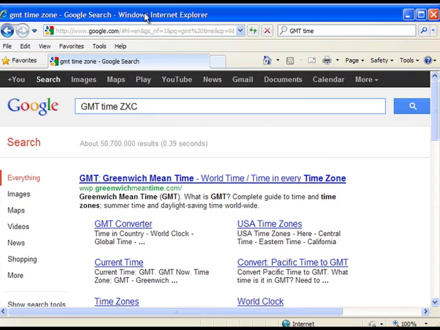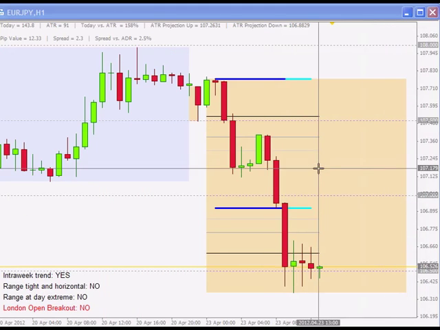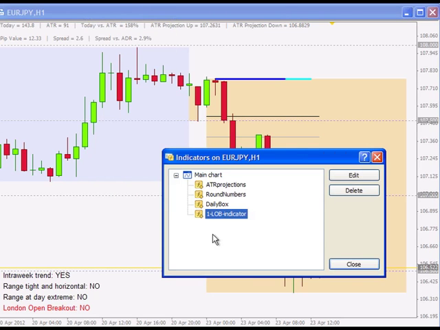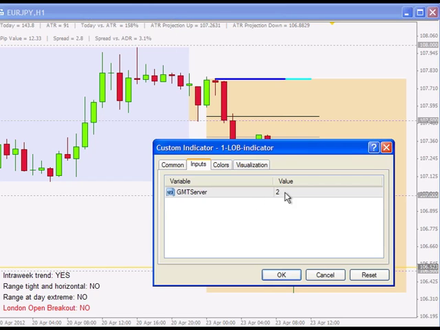So I simply go into my indicator and I right click, go into indicators list, I mark the London Open Breakout indicator, click on edit, and here, as I've already done, we have to enter 2, because again, like I said before, there is a 2 hour gap between my MetaTrader platform and GMT times. MetaTrader is 2 hours ahead of GMT.